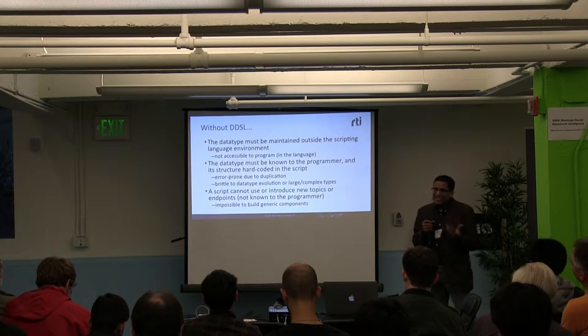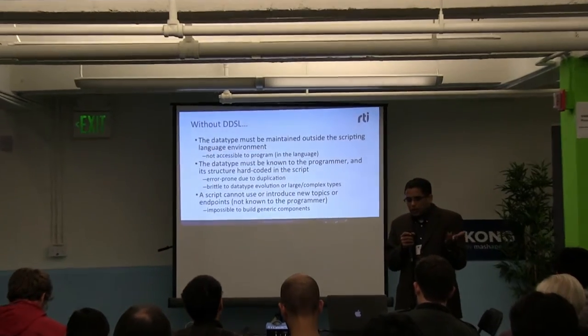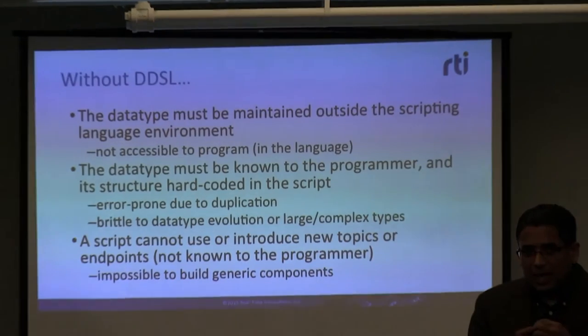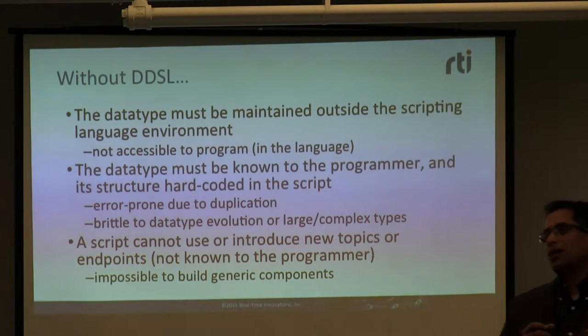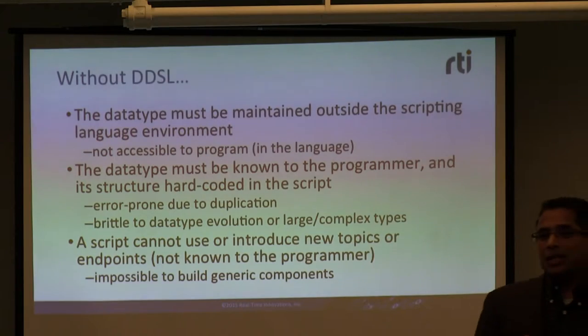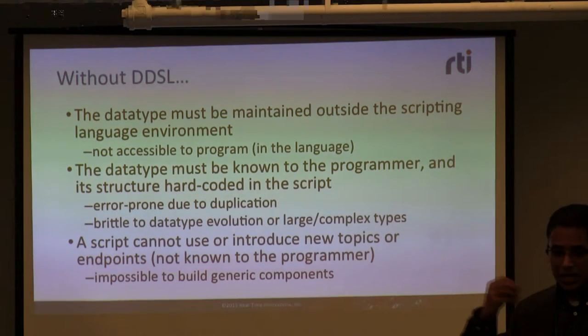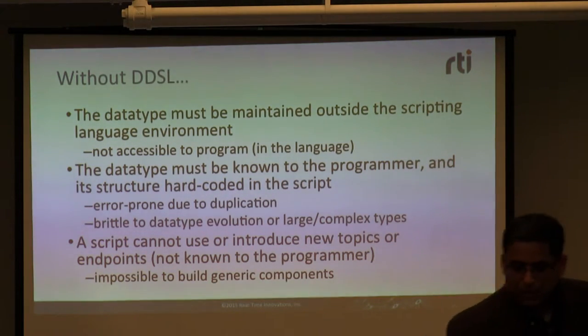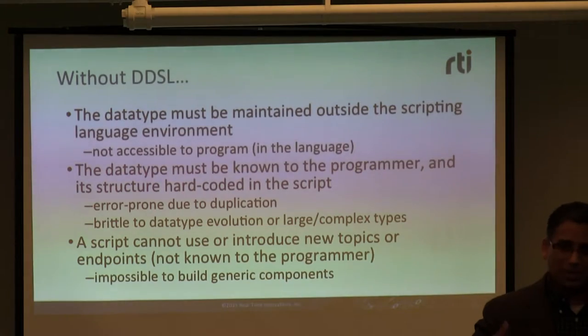Right? So if you were working in a Lua environment, the data type, of course, has to be maintained outside the scripting environment, and it's not accessible without DDSL. And it must be known to you, the programmer, so there's no way to write some automated algorithm that discovers the data type, which, for example, DDS allows you to do, and based on that, automatically map it to something else, right? So that kind of automatic mapping would not be done. You'd have to hand-code it, and you could not write that kind of stuff. And of course, because now the programmer's knowledge is hard-coded in the program, it's error-prone, and so on, and of course, if data types change, it's brittle, right?